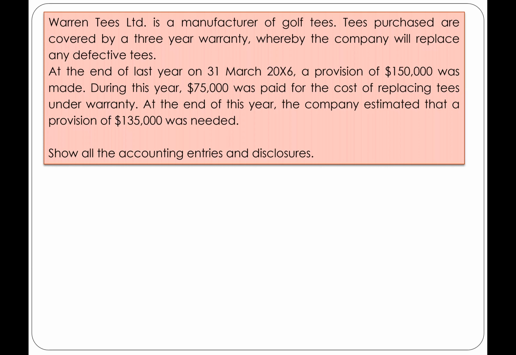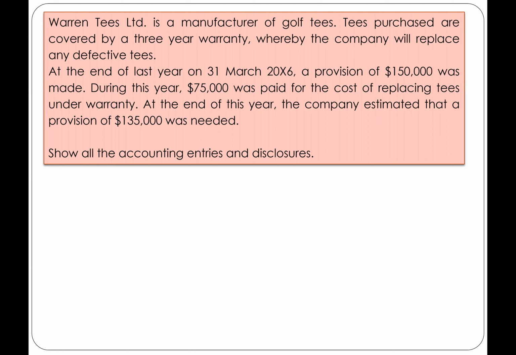Warren Tea Limited is a manufacturer of golf tees. Tees purchased are covered by a 3-year warranty, whereby the company will replace any defective tees. At the end of last year, on 31 March 2016, a provision of 150,000 was made. During this year, 75,000 was paid for the cost of replacing tees under warranty. And at the end of this year, the company estimated that a provision of 135,000 was needed. You are required to show all the accounting entries and disclosures that are required for this transaction. So this is the information that we have.